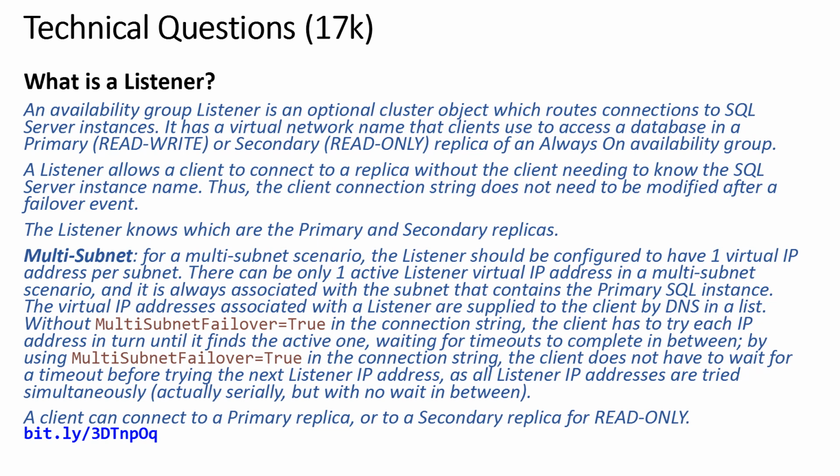Technical Questions 17K. What is a listener? Your answer: An availability group listener is an optional cluster object which routes connections to SQL Server instances. It has a virtual network name that clients use to access a database in a primary read-write or secondary read-only replica of an Always On availability group.